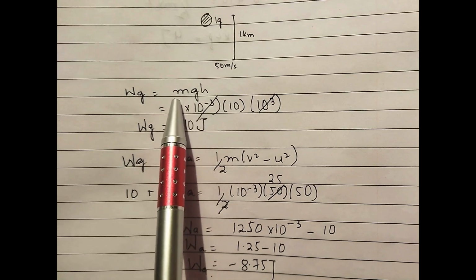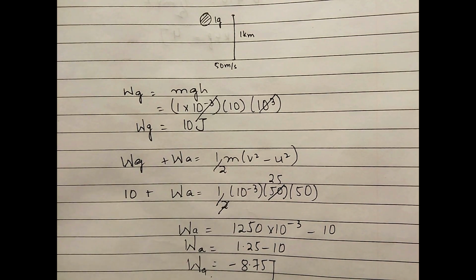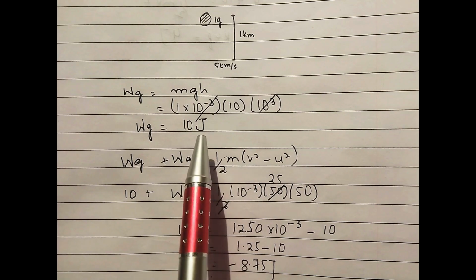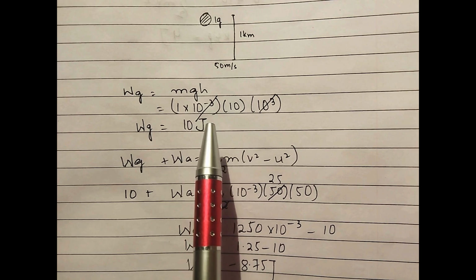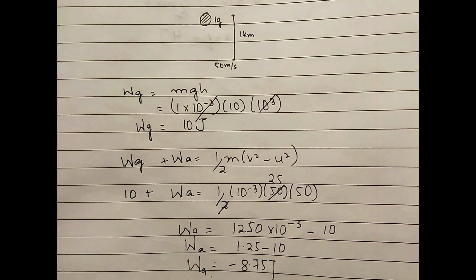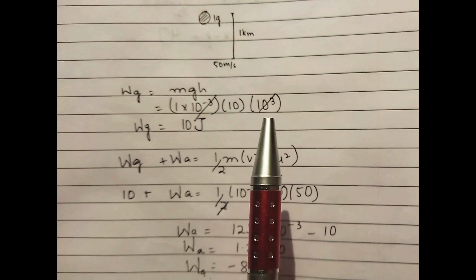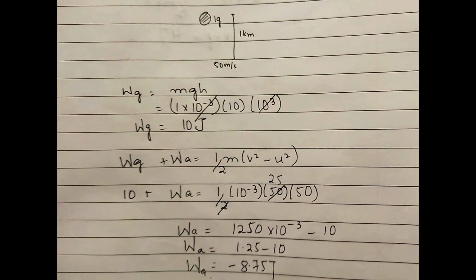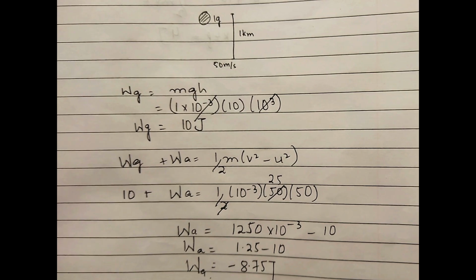Now, the mass that we're given is 1 gram. So we know we have to convert it into the SI unit of kilograms. That's going to be 1 into 10 raised to the power minus 3, multiplied by the acceleration due to gravity that we take as 10 meter per second square, and the height through which it falls. Now again, we're given the height in kilometers. We have to convert it into the SI unit of meters. That's going to be 10 raised to the power 3 meters. 1 kilometer equals 1000 meters.